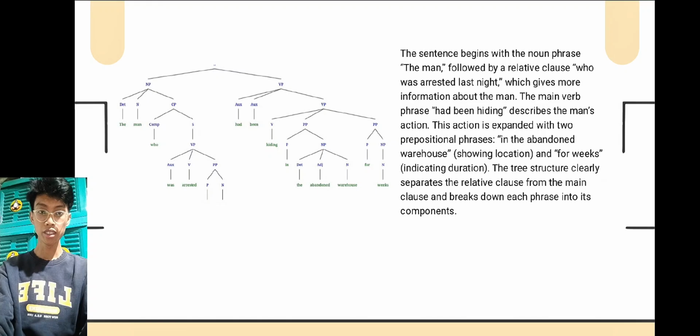Number 4. The sentence begins with the noun phrase, the man, followed by a relative clause, who was arrested last night, which gives more information about the man. The verb phrase, had been hiding, describes the main action. This action is expanded with two prepositional phrases: in the abandoned warehouse, showing location, and for weeks, indicating duration. The tree structure clearly separates the relative clause from the main clause and breaks down each phrase into its components.